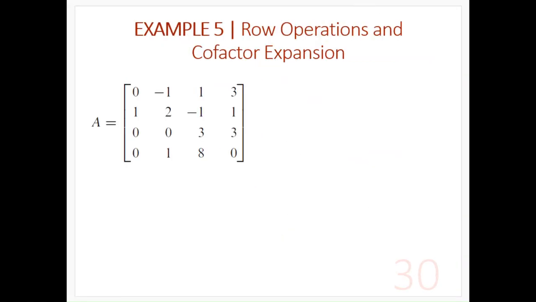So let's look at one last example for this section. We'll look at example 5. And here's where they have done a combination now of row operations and cofactor expansion. So we are once again trying to evaluate the determinant of A. So we have a very big matrix for example 5.